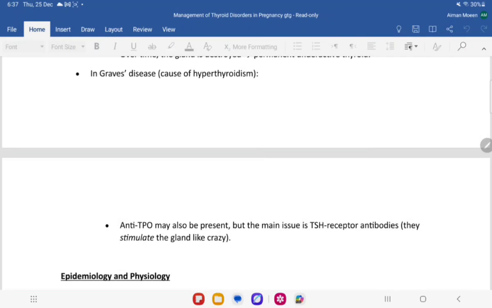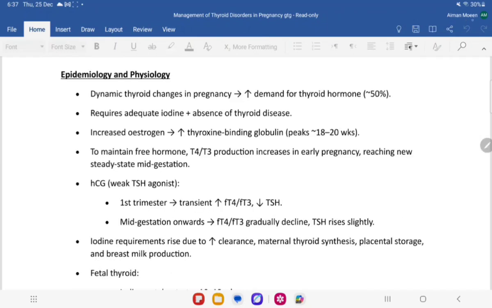This is just a brief introduction about the physiology and how it works. Now we will go into details of the guideline, okay? First, we discussed the general physiology of the gland, but now we will discuss it in relation to pregnancy. The dynamics of the thyroid gland change during pregnancy. Like any other thing, there is an increased demand for thyroid hormones during pregnancy. That is approximately 50%. This is an important figure from the guideline, important for MRCOG candidates appearing in the theory and FCPS also. The requirement for iodine is increased, and there should be absence of thyroid disease.